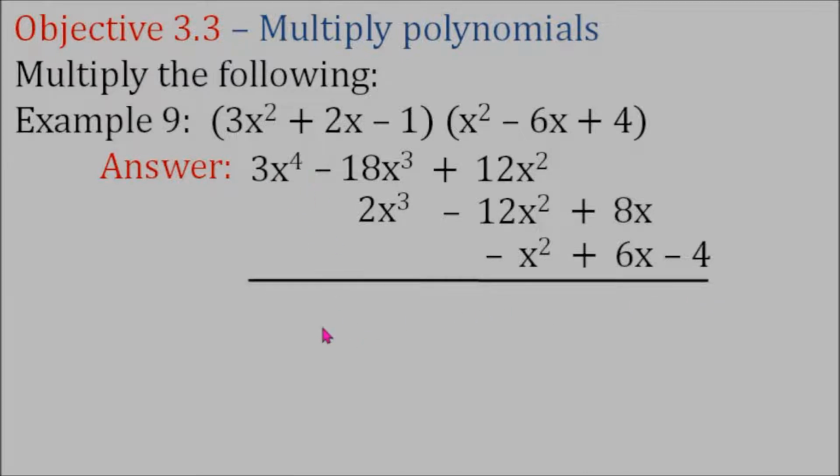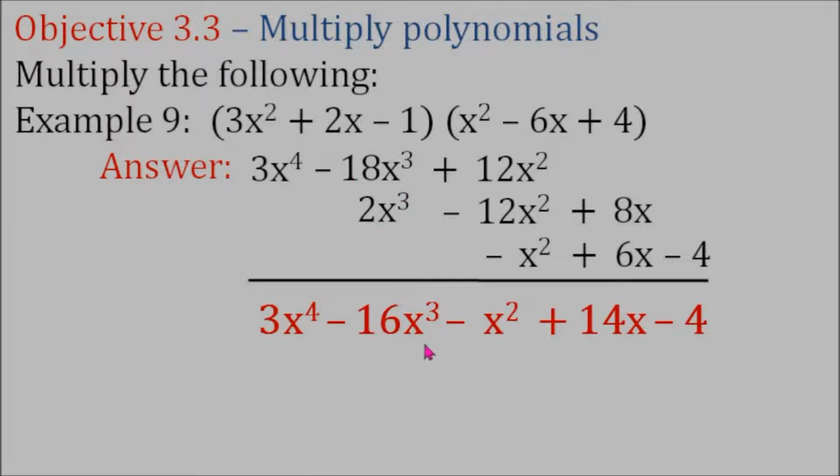So 3x to the power of 4 by itself, negative 18x cubed, and 2x cubed, that's negative 16x cubed. Then we have positive 12x squared, negative 12x squared, and negative x squared is negative x squared. Then we have 8x and 6x, that's 14x. Then copy down negative 4. So this is our answer.